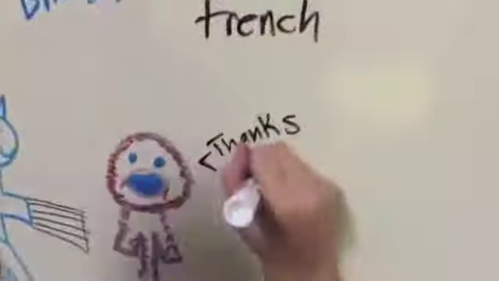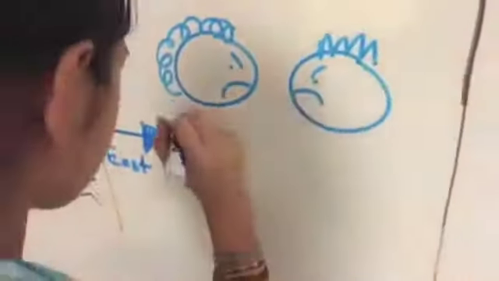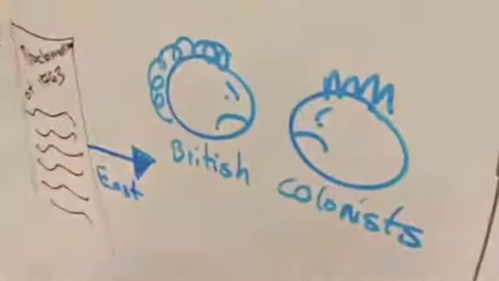The British then issued the Proclamation of 1763, which declared that the colonists were no longer permitted to settle west of the Appalachian Mountains. This angered the colonists, as they wanted to settle westward.